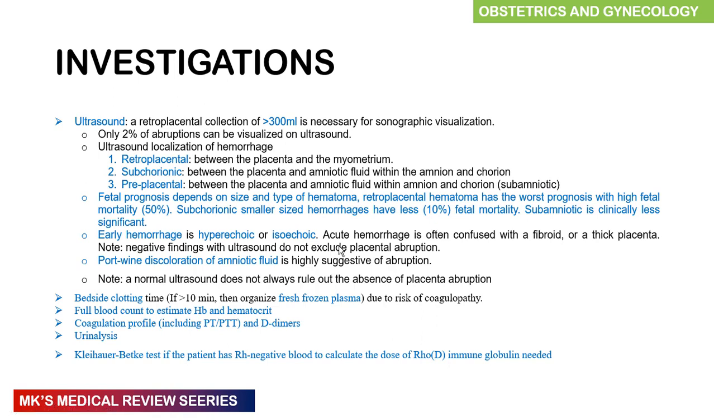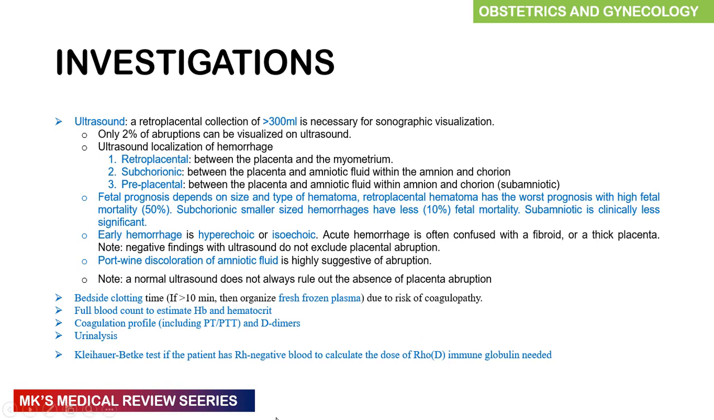And of course, acute hemorrhage can sometimes be confused with a fibroid or a thick placenta. Negative findings with ultrasound do not exclude placenta abruption. That's what I've been telling you about. You may sometimes get a port wine discoloration of the amniotic fluid, which is very suggestive of abruption. Remember when I told you that there may be some discoloration of the amniotic fluid? This can be pointing us towards placenta abruption.